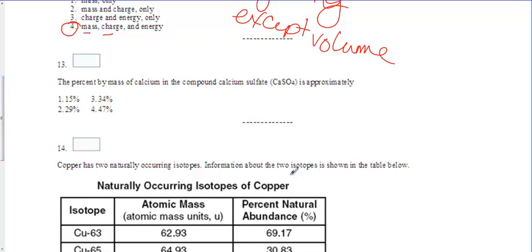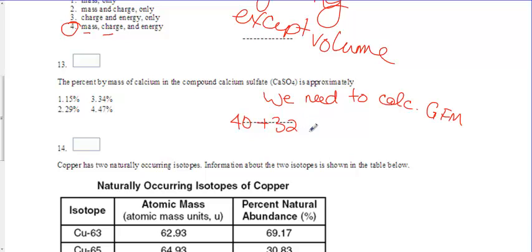13, percent by mass of calcium in the compound calcium sulfate is approximately, now they don't give us our GFM, so we need to calculate GFM. And let's do that. So we have calcium, which has an atomic mass of approximately 40. So that's for the calcium. Follow with me. Sulfur is 32. Okay. And we have 4 oxygens at 16 atomic mass units or grams per mole.